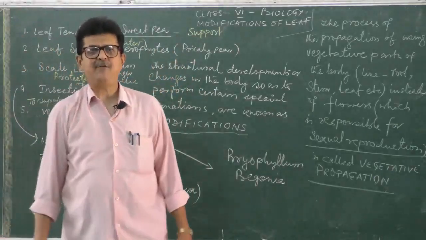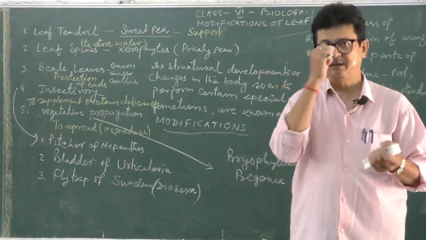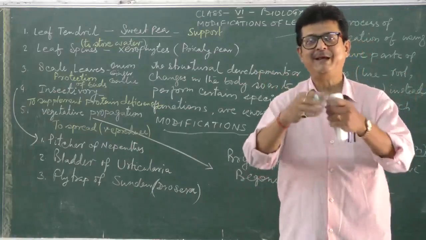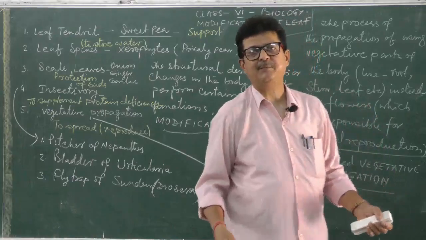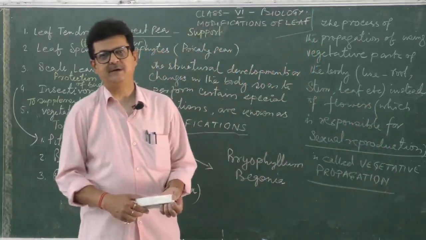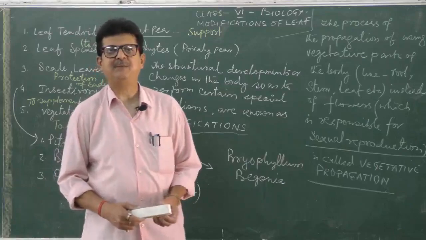The leaves of Bryophyllum and Begonia develop some bud-like structures at the margin. As the buds slowly grow, they get detached from the leaf and individually grow into a plant. Thus, since the leaf is responsible here, we call it vegetative propagation.